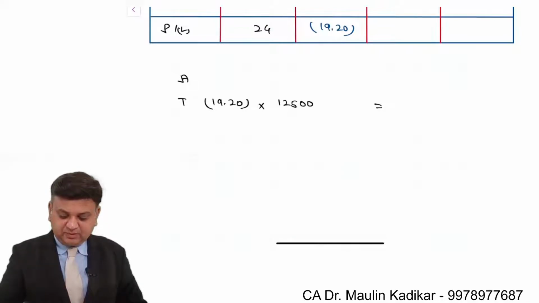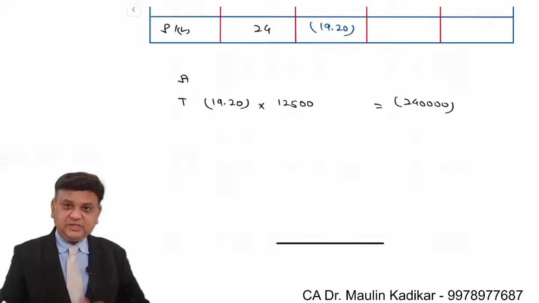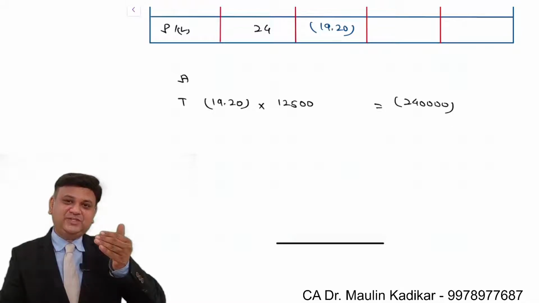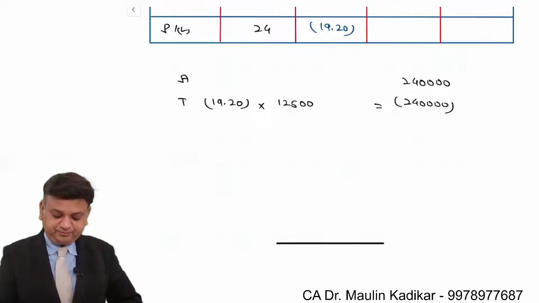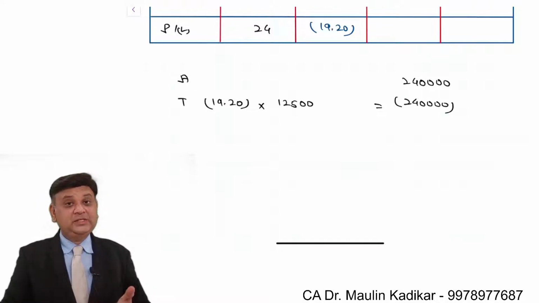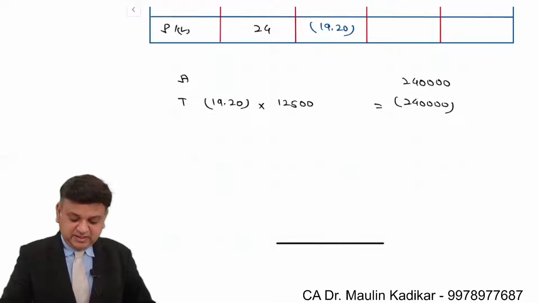So that comes to an amount of 2,40,000. Whatever is the loss to the target company itself is the gain to the acquiring company. That is 2,40,000. What is the number of shares of the acquiring company? 10,000.